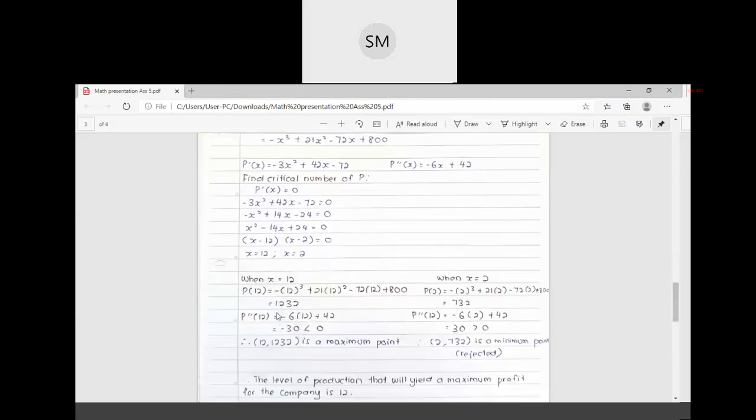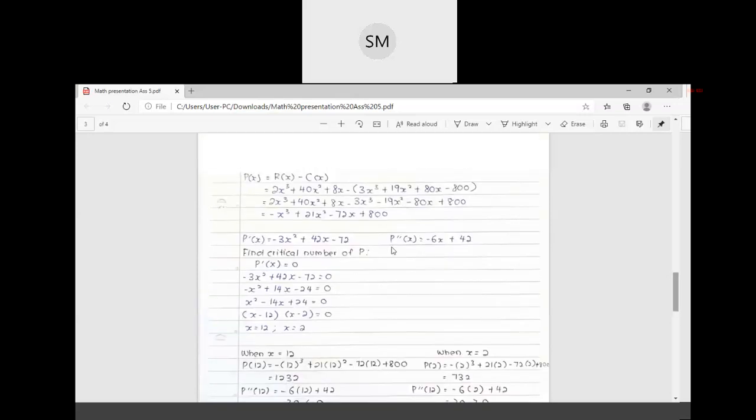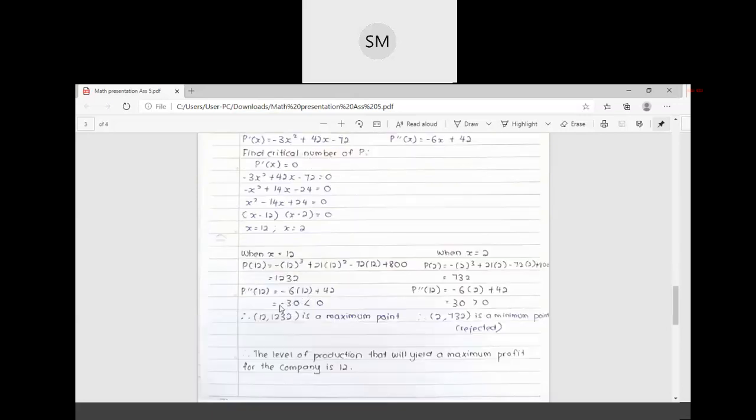We get it over here. So after substituting, we get 1,232, and substitute 12 again in our second derivative that we get over here, this one, negative 6x plus 42. So we substitute 12 and you will get negative 30, which is less than 0, and we can tell that 12 and 1,232 is a maximum point.